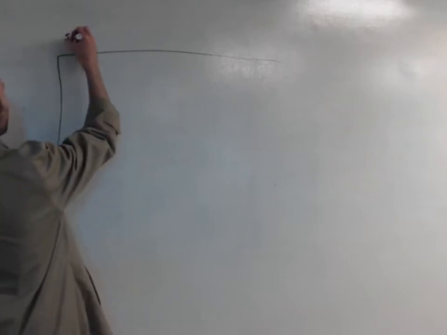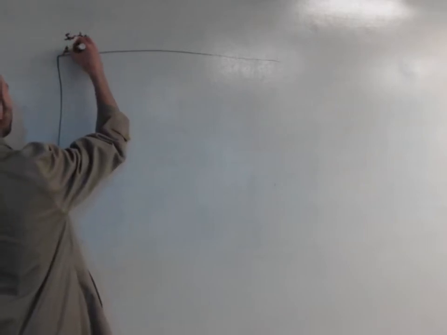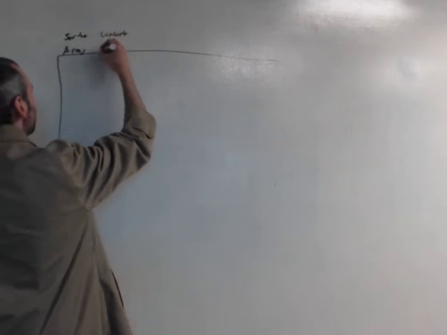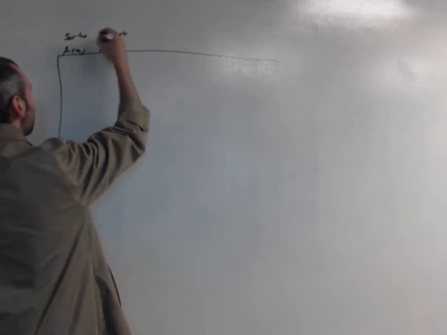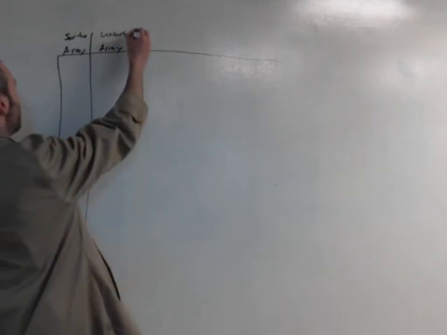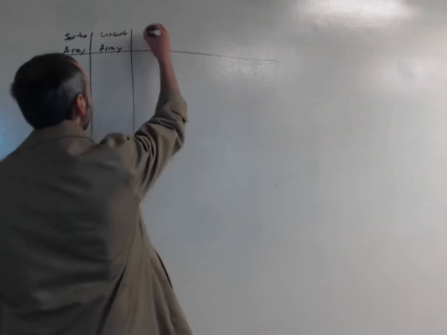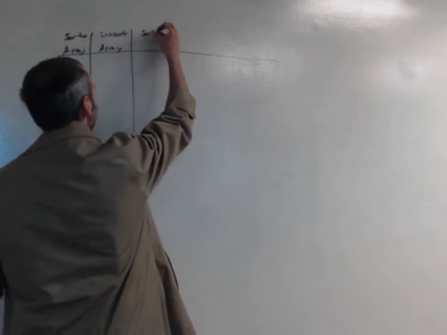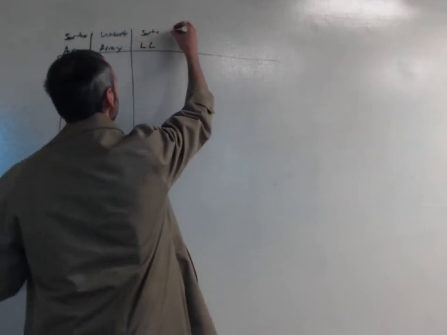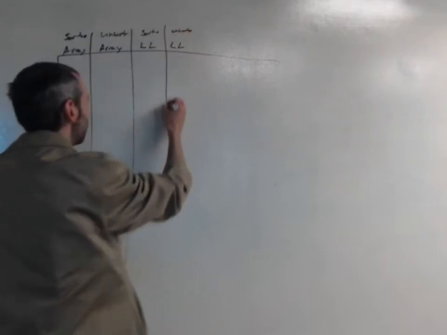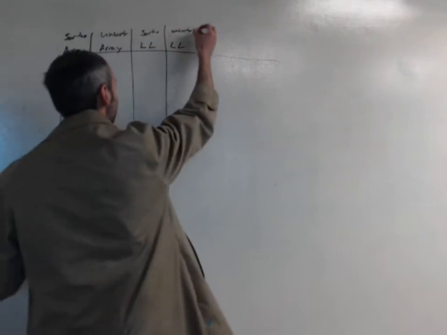All right, so what data structures do we have? Array. What type of array? Sorted. All right, so we have the sorted array, the unsorted array. What do we do right after the array? We have linked list, sorted and unsorted. All right, so sorted linked list, unsorted linked list.